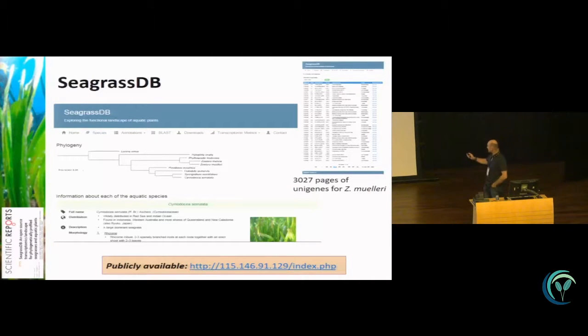An example of how large it is, there's a screenshot of about 50-odd unigenes from Zostera muelleri, and there's 3,027 other pages in that database of that information. So it's a very, very rich source of information, but you've got to know what you're doing and how you're getting the information out. So publicly available, there's its URL down the bottom. Please use it and provide new data to it.